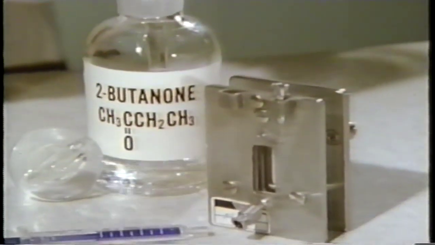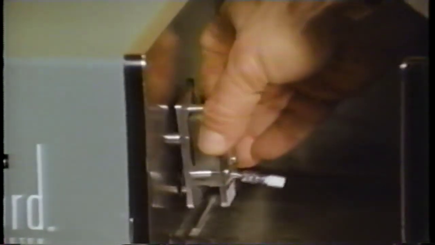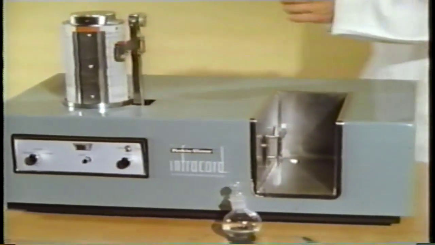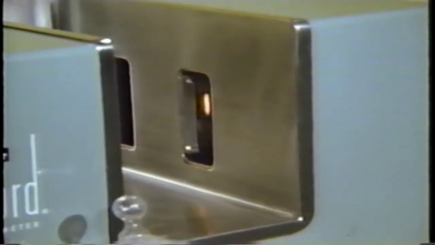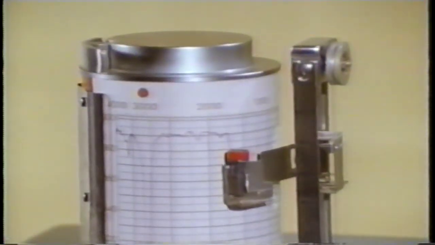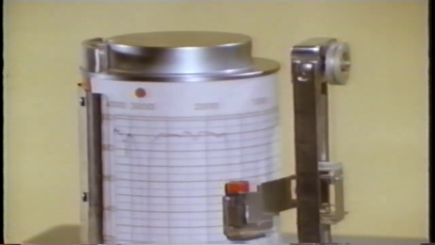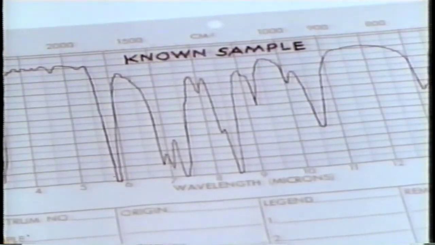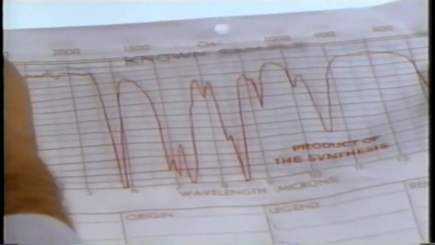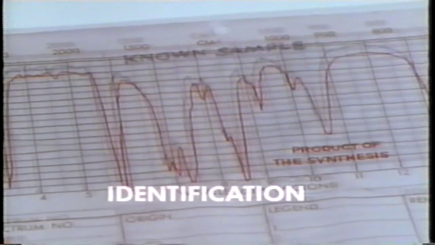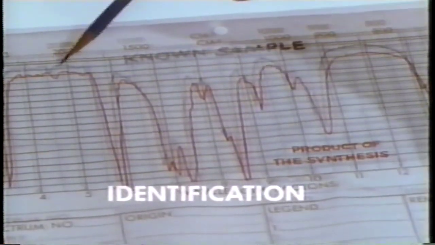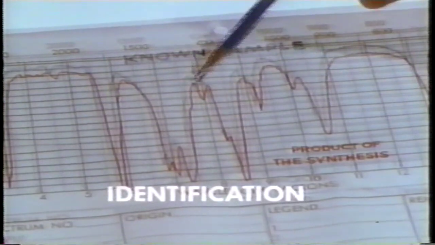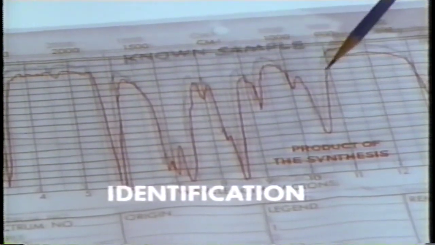Pour the known sample of the ketone into a small container and then into a cell which fits onto an infrared spectrometer. This instrument measures the infrared absorption spectrum of the sample. Compare the spectrum of the known sample of the ketone to the spectrum obtained from the product of our synthesis. The curves match, so the two materials are the same, and the synthesized product is identified.